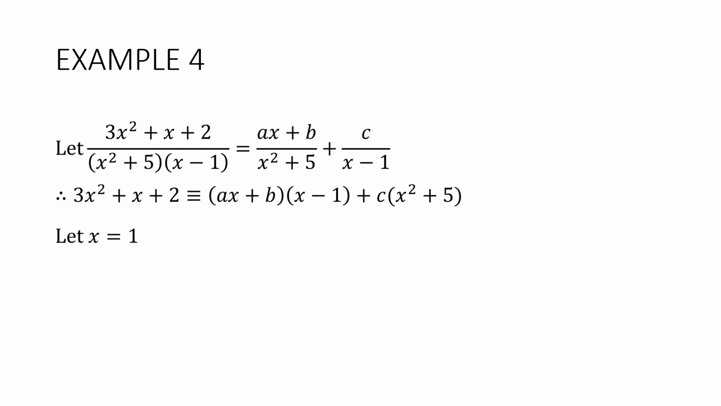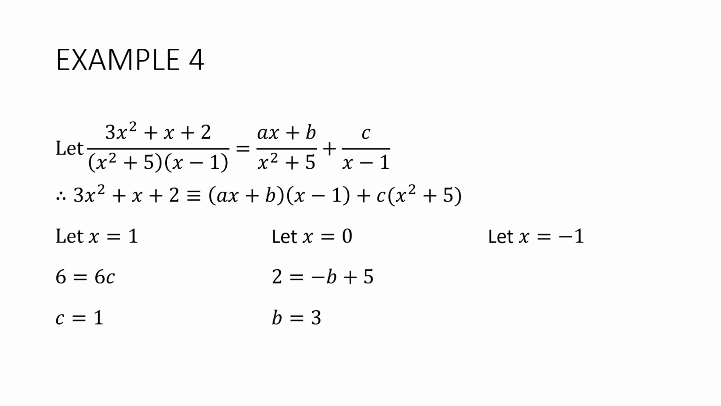Okay, let x equal 1. That's going to wipe all of this out and give me c. So 3 plus 1 plus 2 is 6 is equal to 6c, c is equal to 1. Now let's let x equal 0, that'll wipe out a for us. So I'm going to get 2 equals negative b plus 5c, and c is 1. So b is going to be equal to 3.